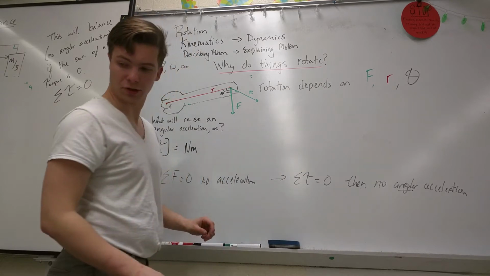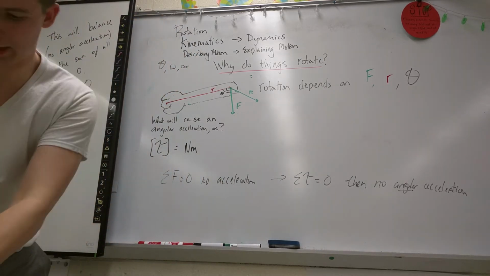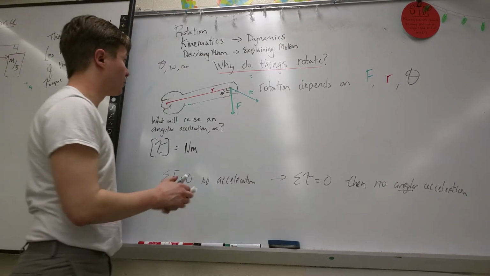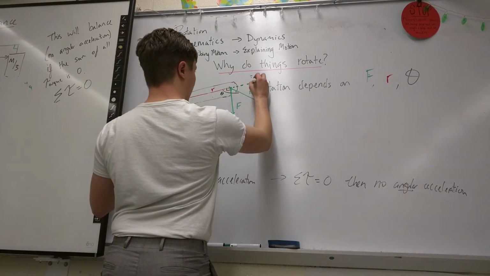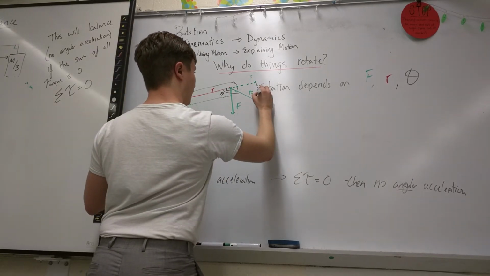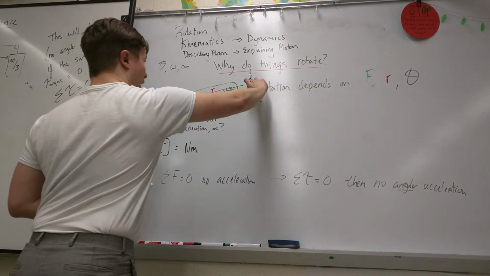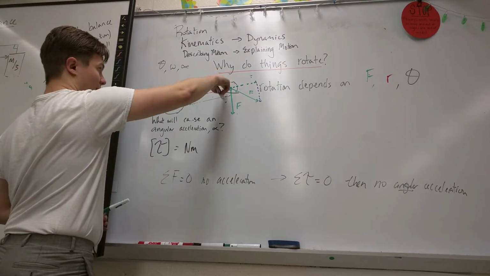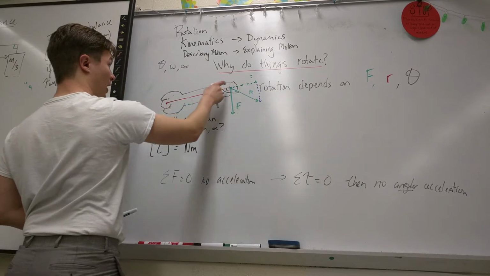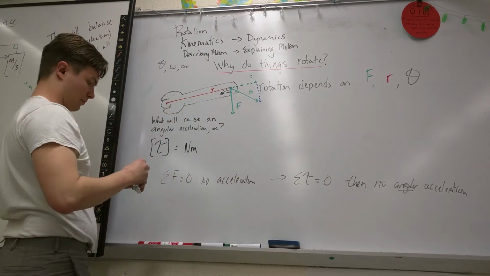So the perpendicular component would be, I need another color for this. I'm going to break this thing up into an X and Y. It would look something like that. That would be my Fx. That would be my Fy. And that would be the component that actually makes a difference in accelerating this bolt. This component that's parallel with R does nothing.